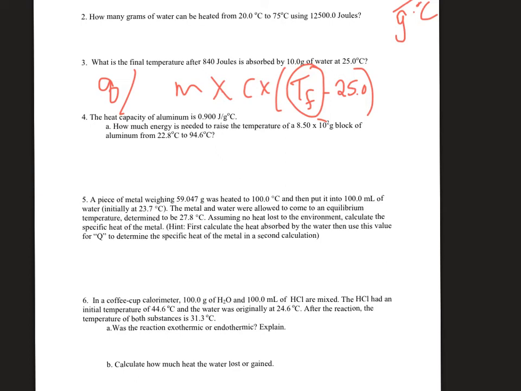So how much energy is needed to raise the temperature of an 8.50 times 10 to the squared gram block of aluminum? Again, similar to the other ones above, but we're going to be using a different specific heat capacity.